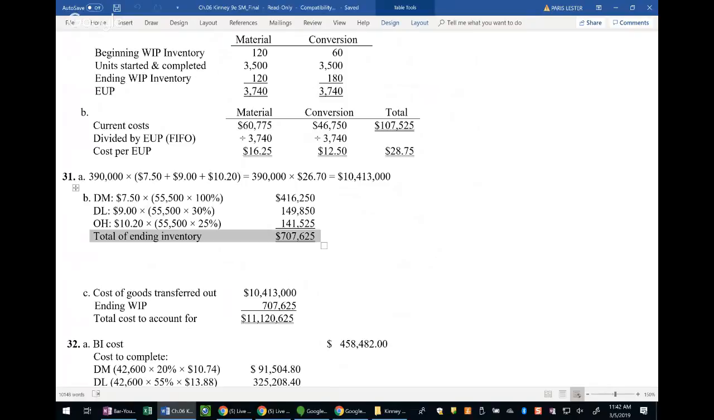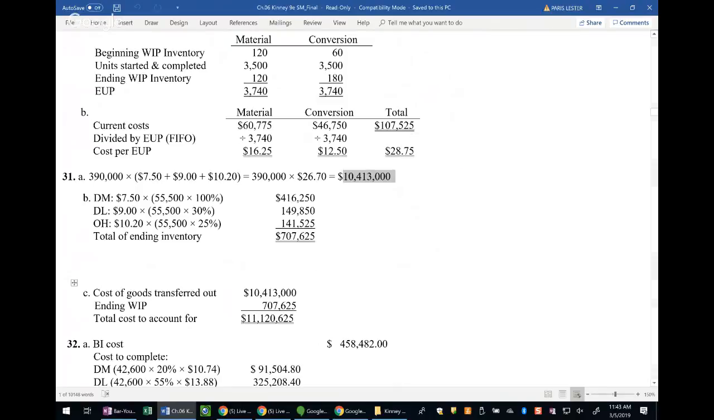All right. Now C part, what was it asked for? The total cost to account for in February. They give you those dollar amounts. Cost of goods transferred out. Did they give you that? C part. Did they give you cost of goods transferred out? Oh no, that's the answer to B. B part. Yeah. Right here. That's the answer to A part, Clayton.